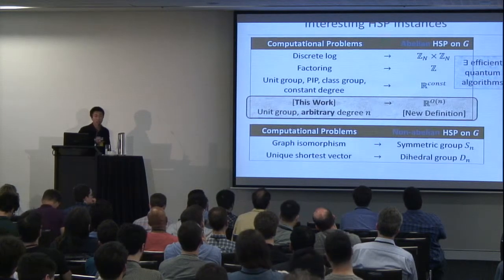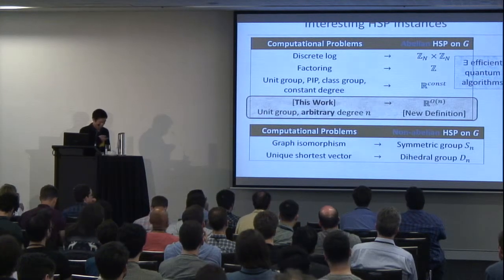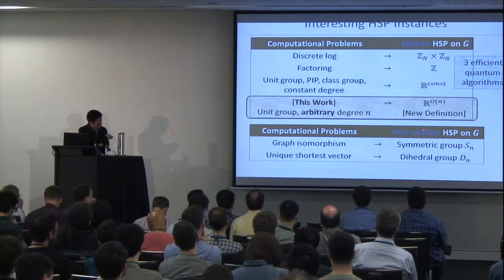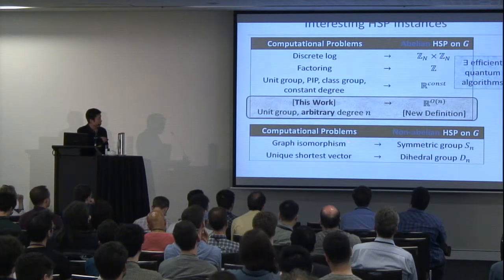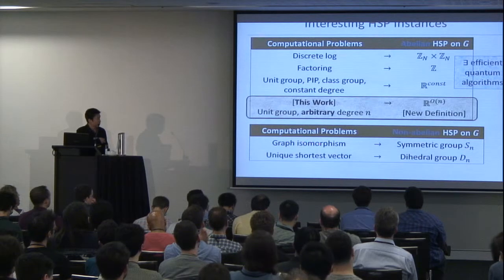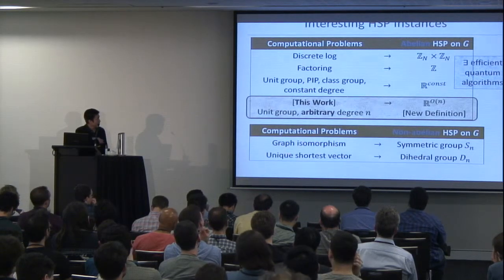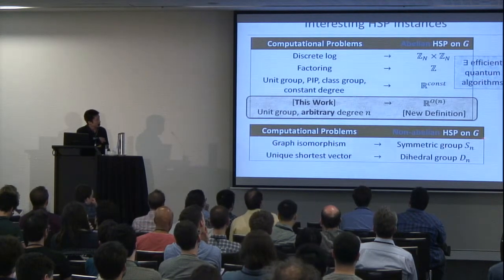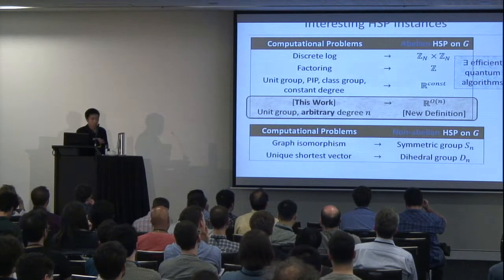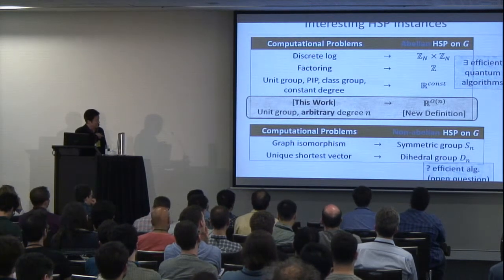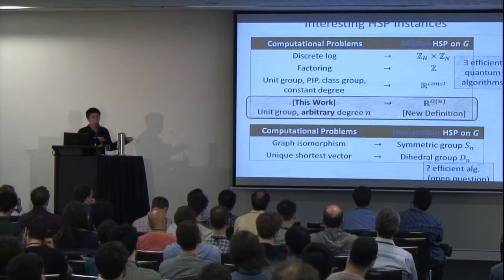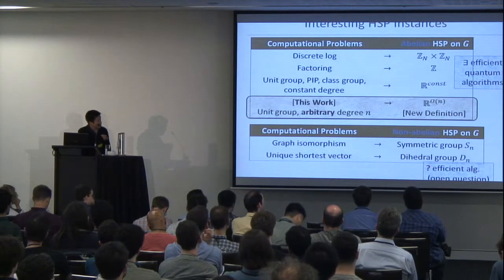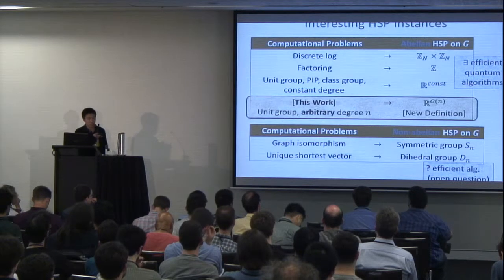Non-abelian HSP is also very interesting. For example, if we can solve HSP on the symmetric group, then we get an efficient algorithm for the famous graph isomorphism problem. Also, the unit shortest vector problem, which is interesting in cryptography, reduces to HSP on the dihedral group. But unfortunately, we don't know how to solve those non-abelian HSP instances. This is in sharp contrast to the abelian case, where our work completes the picture.